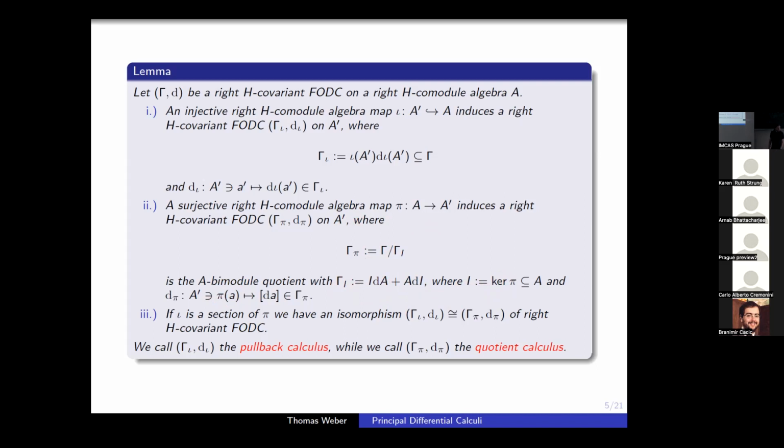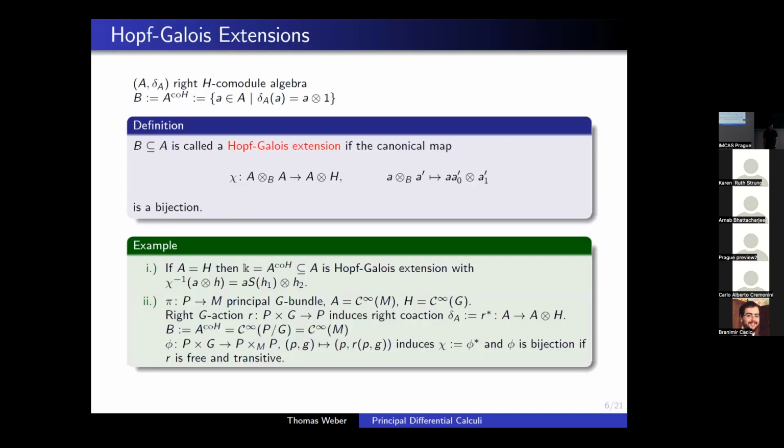And in case you're having a section of this map pi, you can prove that both calculi that you get are actually isomorphic as covariant first order differential calculi. Okay, this was just a 101 about covariant differential calculi. Nothing special, nothing new.